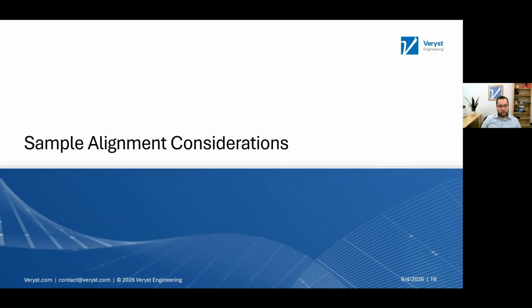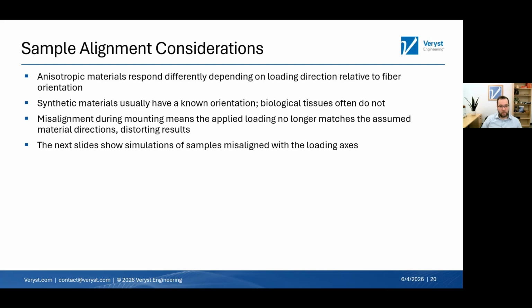So the next thing I'm going to talk about is the sample alignment considerations, which I've alluded to earlier on. As we know, anisotropic materials respond differently depending on the loading direction relative to fiber orientation or the axis of anisotropy. Synthetic materials usually have a known orientation, but biological tissues quite often do not. A good example of this is pericardial tissue. It has a large variation in its fiber orientation as you go around it, and sometimes it's not always clear where that fiber orientation is. And so mistakenly, you can mount a sample and not know the fiber orientation as well as you would like.